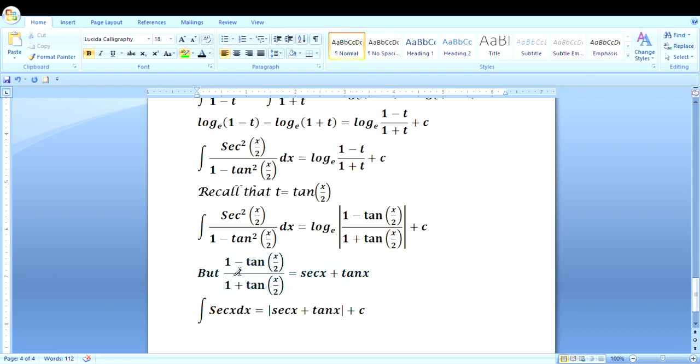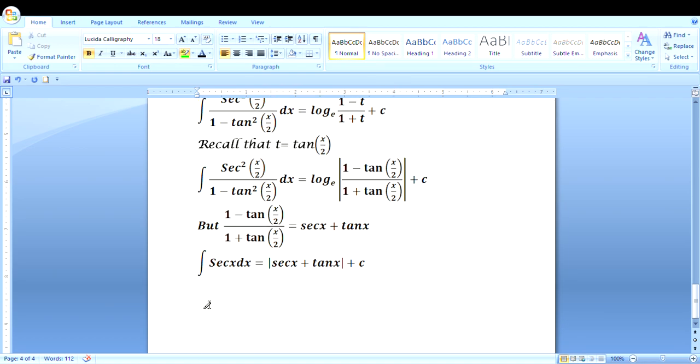But 1 plus tan x over 2 divided by 1 minus tan x over 2 is equal to sec x plus tan x. So therefore, the integral of sec x dx is equal to ln of the absolute value of sec x plus tan x plus c, where c is an arbitrary constant.